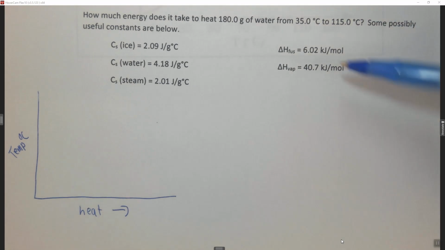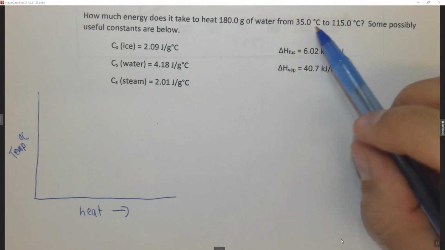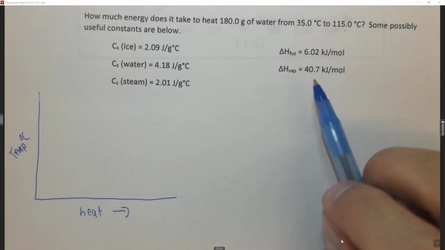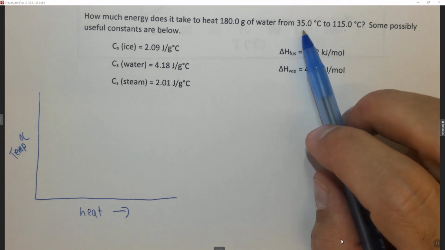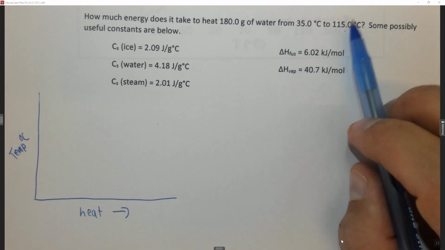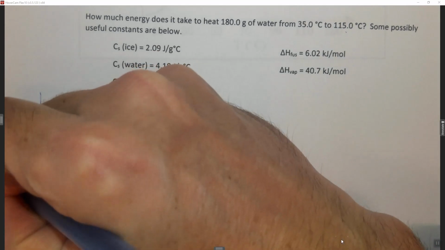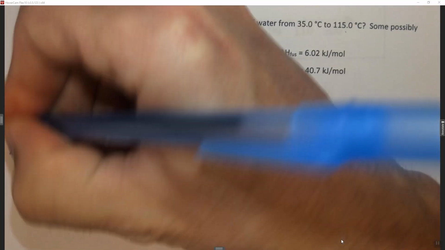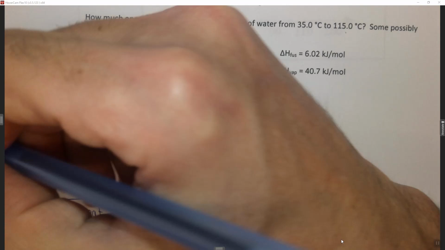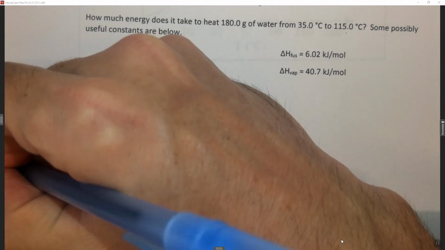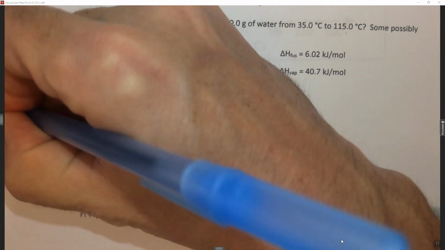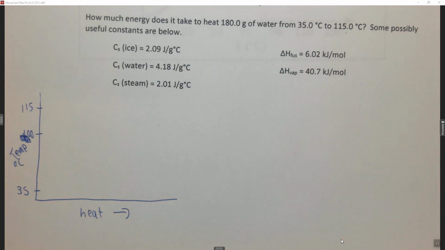Now we need to write the milestones. The milestones are the temperatures you're given and any phase changes. In this case, we're only going to go through one phase change because we're starting with liquid water and we're heating it up to form steam. We don't have ice in this case. So we can start at the bottom with 35. We could put 100, that's kind of hard to see, so I'm going to put this degree C over here, and 115. It's not perfectly to scale.